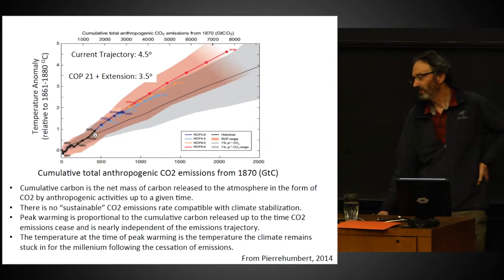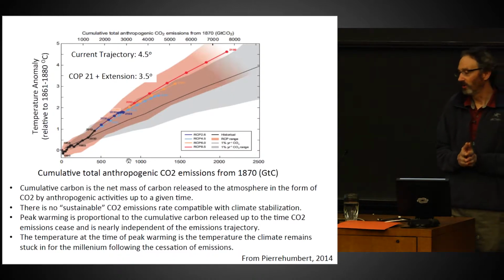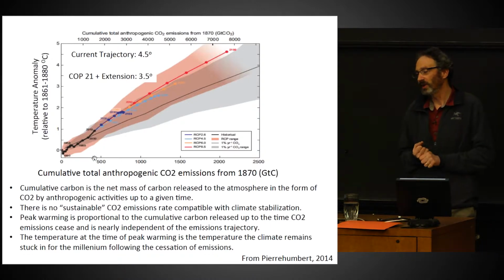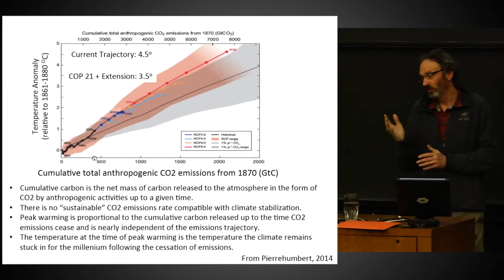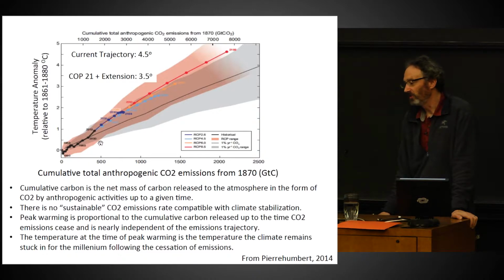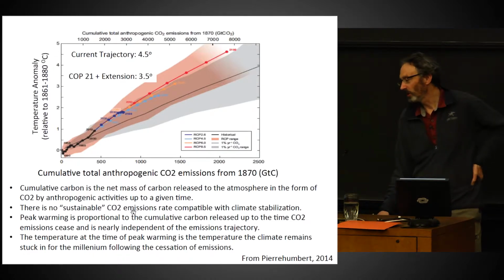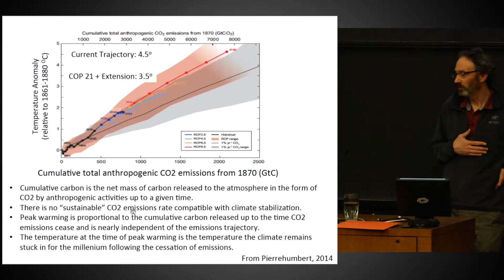Okay? This also means that if you want to limit temperature rise to 2 degrees, here's 2, the total cumulative emissions released to the atmosphere have to be about 800 gigatons of carbon. Right now, we're about 400, okay? So that gives us another 400 gigatons of carbon to release into the atmosphere. Even if we release 500 over 200 years, the temperature is going to go above 2 degrees. So the temperature is sensitive to the cumulative emissions, and it doesn't really matter when they're released. That means there's no sustainable CO2 emission rate compatible with climate stabilization. If you want to stabilize the climate, you really have to cut the CO2 emissions completely.